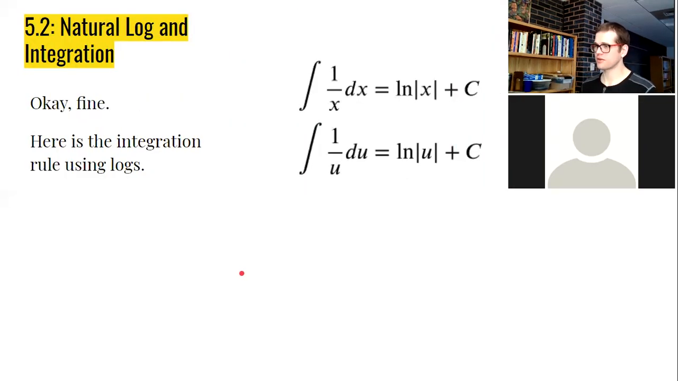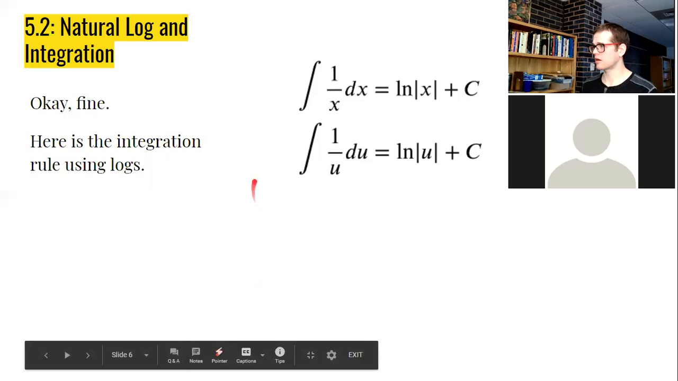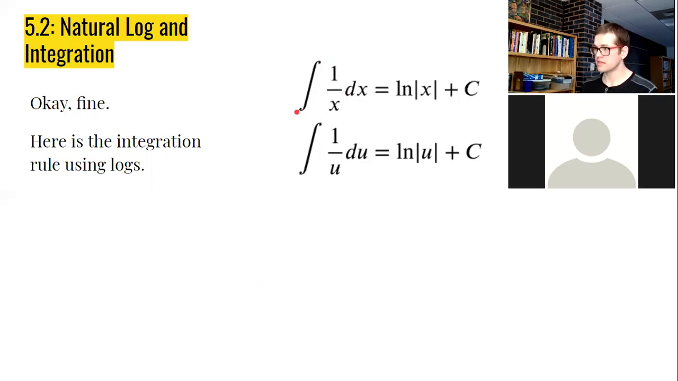Here are the actual integration rules that we use for logs, in particular natural log. Is there something for the other logs? Yeah, but we're not going to look at that yet. We'll look at that in a future lesson. But here are rules for integrating using natural log. The indefinite integral of 1 over x dx is the natural log of the absolute value of x plus c.